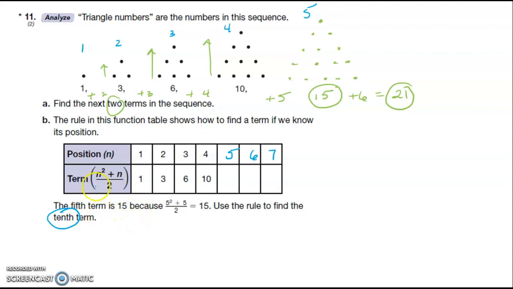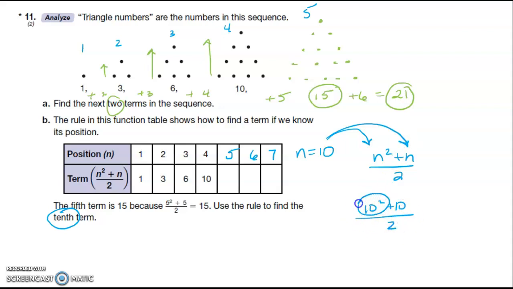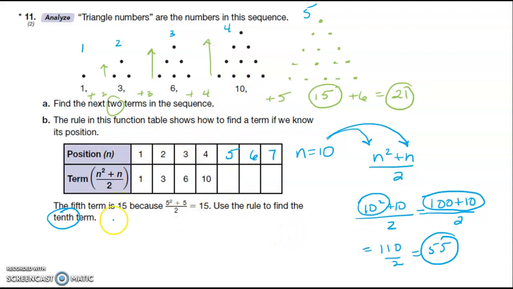Okay, so the 10th term, so I'm going to plug in n is equal to 10. So I have n squared plus n over 2. So I'm going to plug this in wherever I find n. So I have 10 squared plus 10 over 2. I have to do the exponent first. So I have 100 plus 10 over 2. So I'm going to add this. So I have 110 over 2, which is 55. And that's my answer. I'm not exactly sure where I'm supposed to... It doesn't say to complete that. I think we're just supposed to do this part.